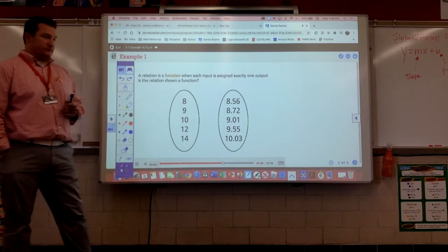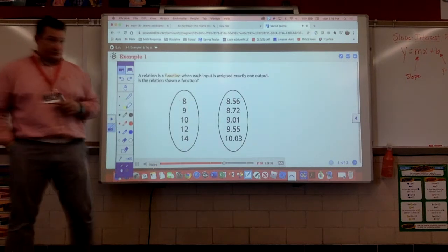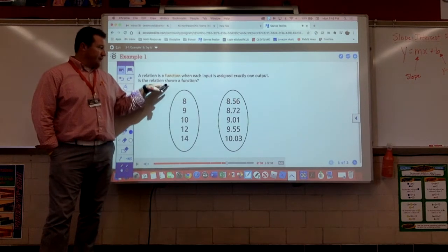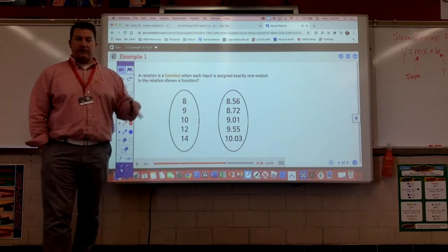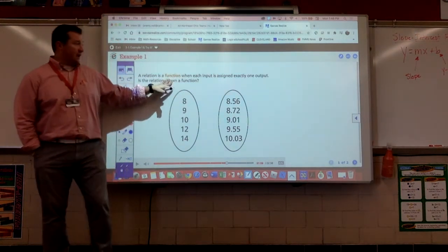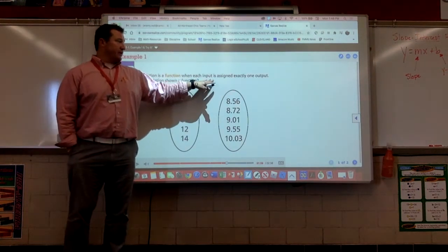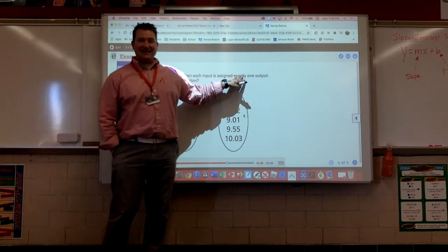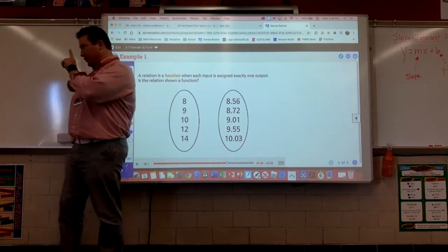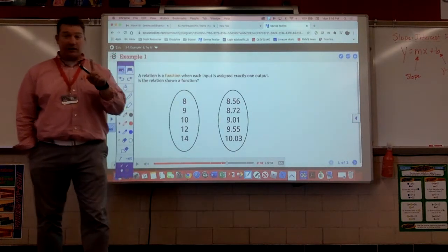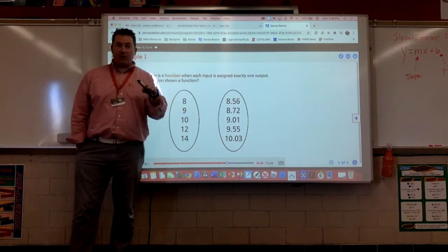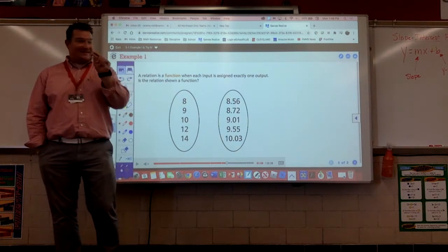A relation is a function when each input is assigned exactly one output. Okay, so is the relation shown a function? Well, I don't know, but we're going to figure it out. So guys, we've maybe talked about functions before. Here is when we think of functions now: each input is assigned exactly one output. How many? Exactly one. Not at least one, not more than one, not less than one, but exactly one output.